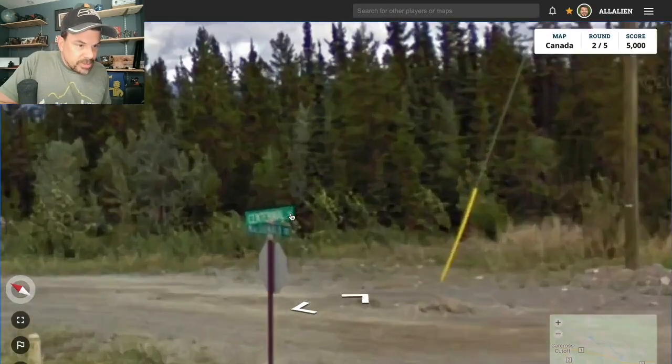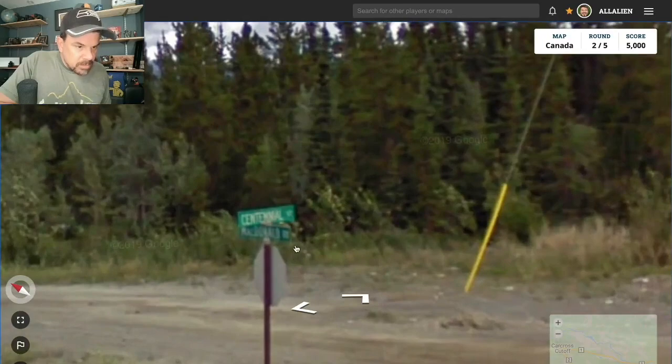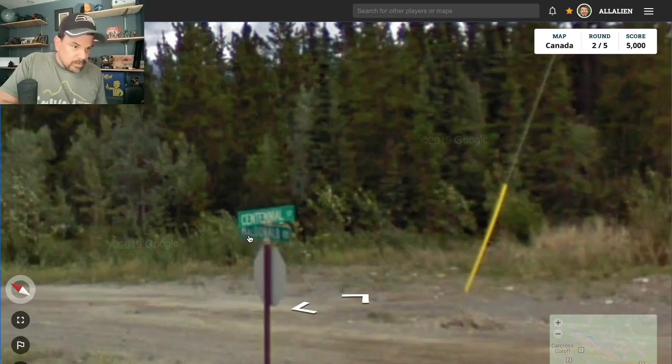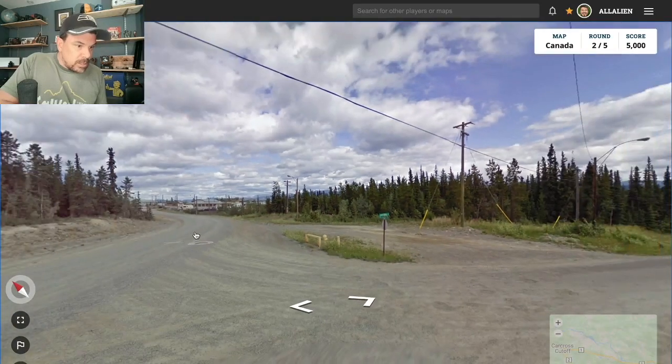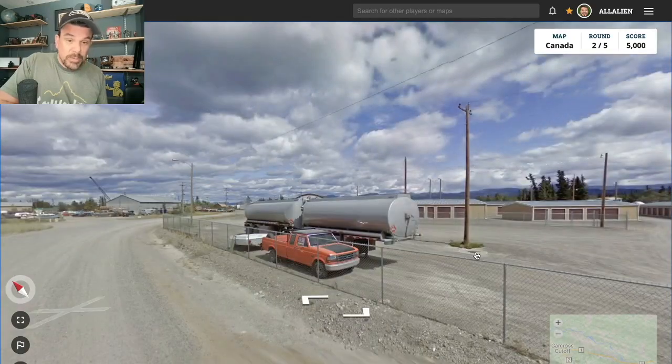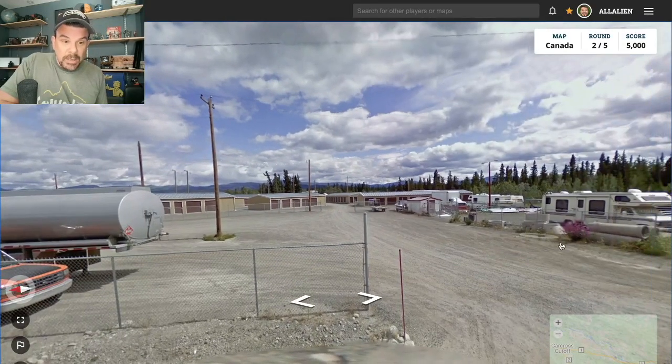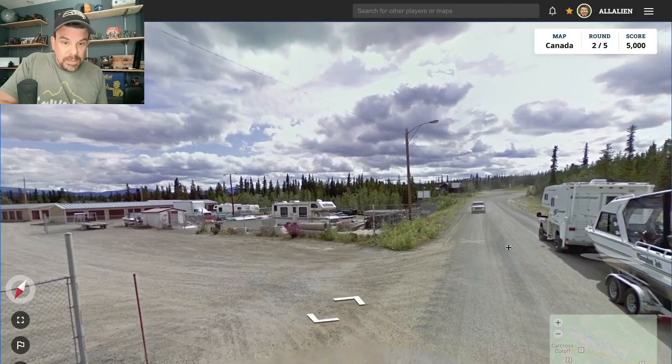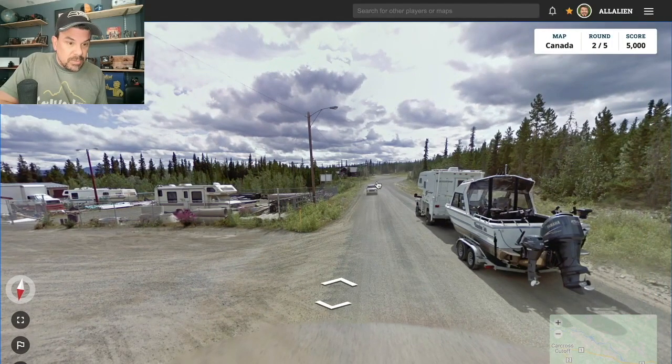Canada's very good at including street names. There's a lot of Scottish sounding ones that are named after our early prime ministers. Sir John A. Macdonald was our first. We're on Macdonald Road at Centennial. You'll see a lot of centennials too because it's a young country. Canada was formed in 1867, and so our centennial was 1967. It wasn't that long ago.